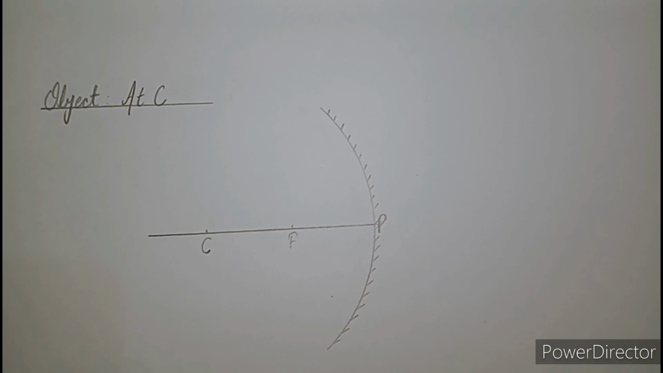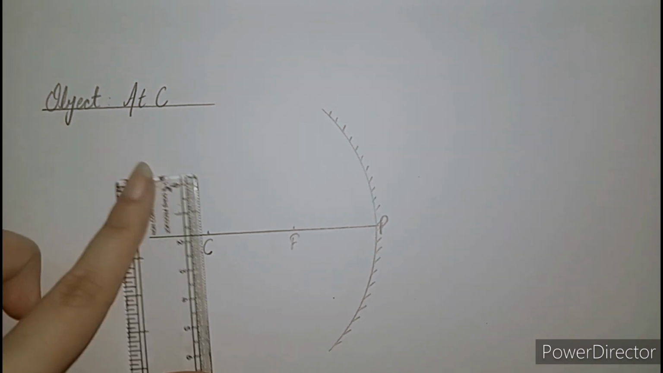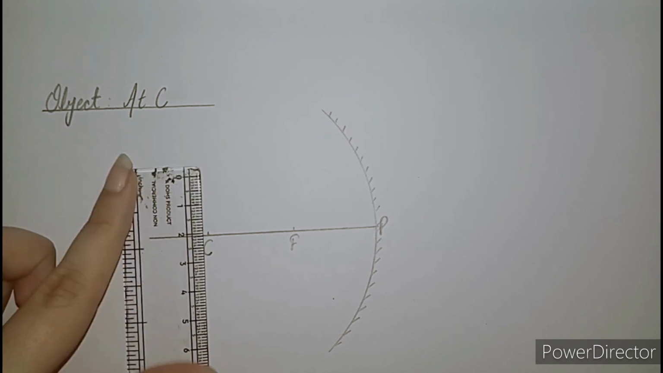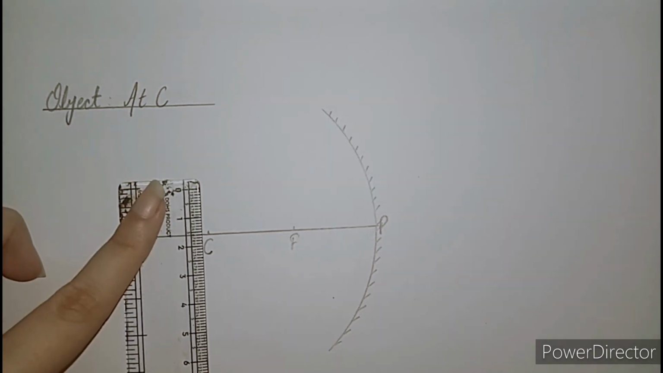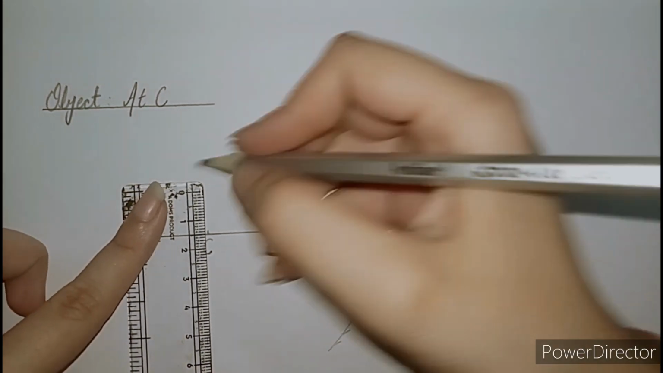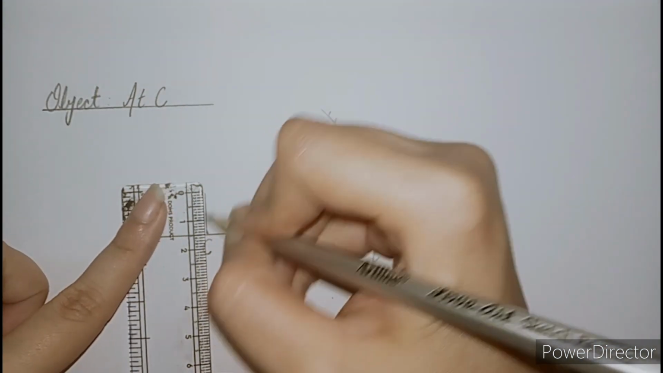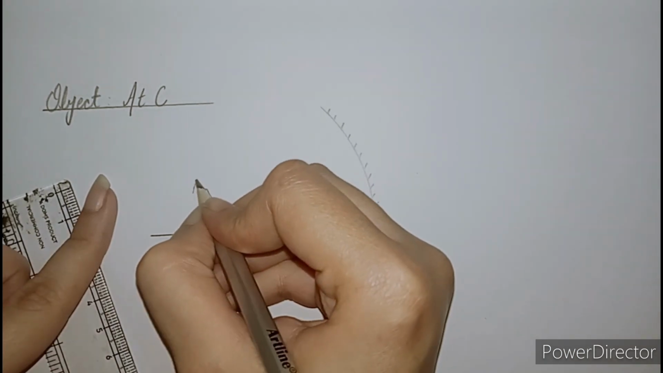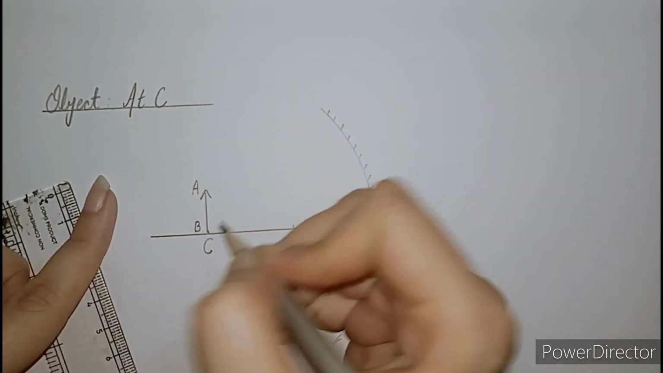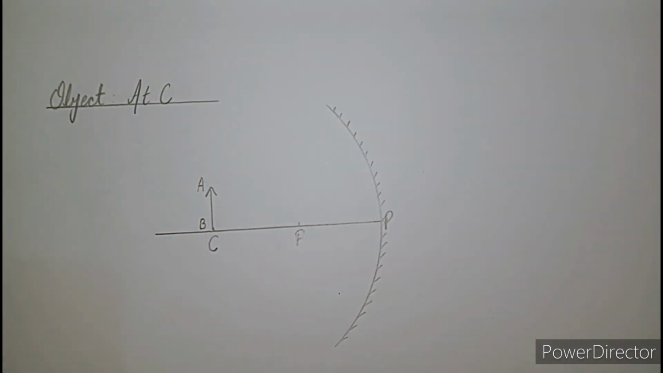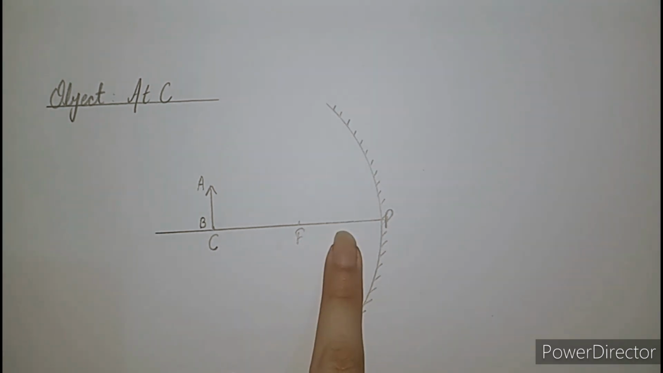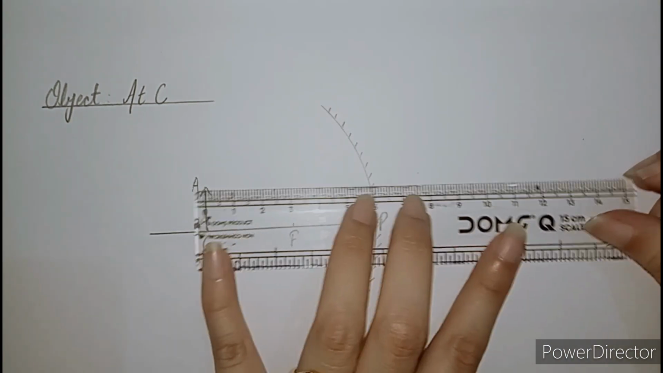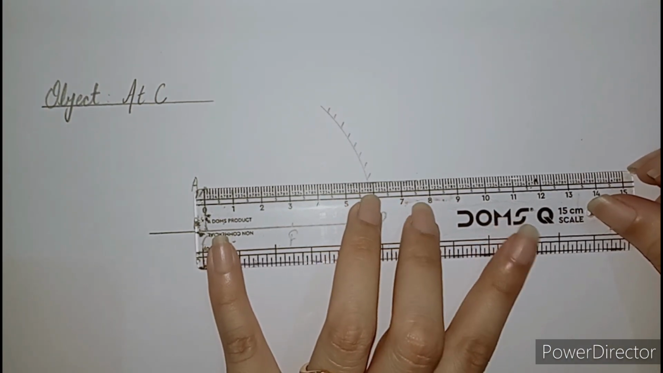Now we will be drawing the next ray diagram, when the object is at center of curvature. We can take the object size as we want. In the last case, I've taken the object size as 2. Now I'm taking it as 1.5. Again, it's my choice. Taking the object at C and marking the object as AB. The measurements are just the same as I've taken for the first ray diagram: 3 cm between P to F and again 3 cm between F to C. The rules remain the same.